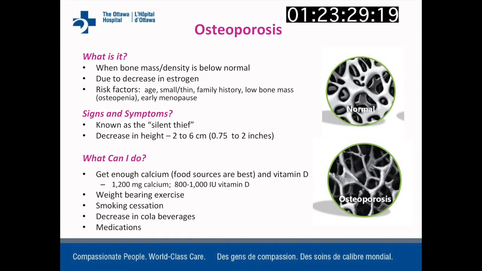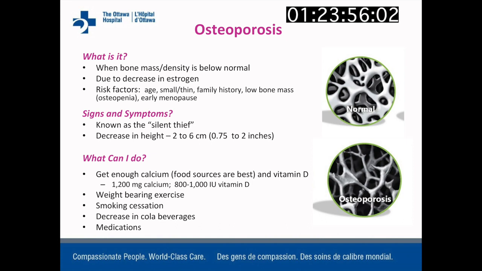So first and foremost, we want to ensure that women get enough calcium and vitamin D. The current recommendations for vitamin D through Osteoporosis Canada is between 800 and 1,000 international units daily. This can be taken in the form of a pill or D drops, so they're the drops that you put on your tongue. And in terms of calcium, the current recommendation is 1,200 milligrams of calcium daily.